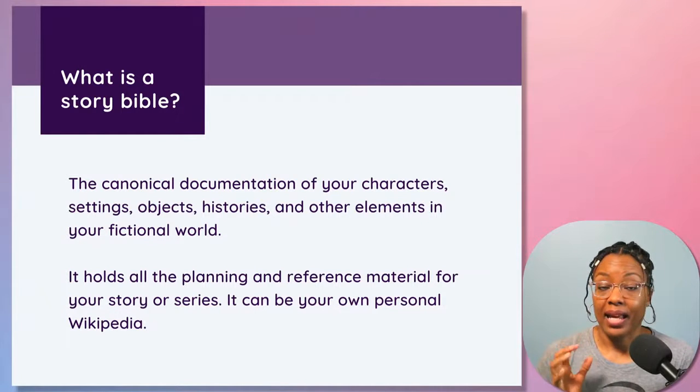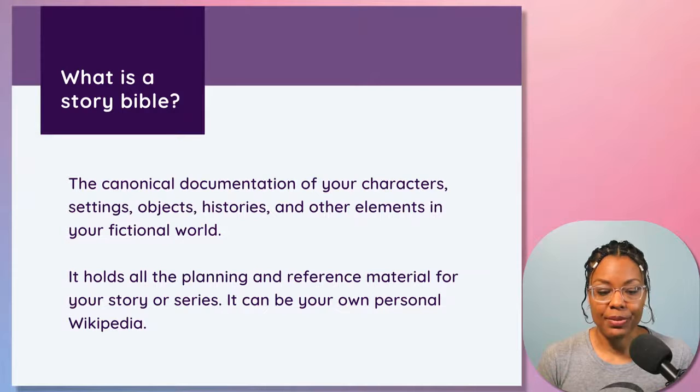Whenever you're writing a novel or a series, you're going to need to know what's in it. You're going to need some sort of documentation of the canon for yourself, and then maybe for your fans, or if you sell the rights to a TV or film deal, those people, the producers, the writers, might need to know more information about your world, your characters, all of that stuff. So we use a story Bible to hold all the planning and the reference materials for your story or your book series. It's like your own personal Wikipedia.